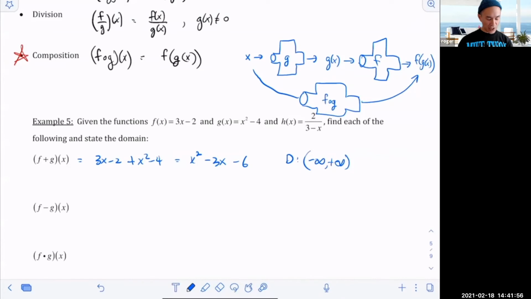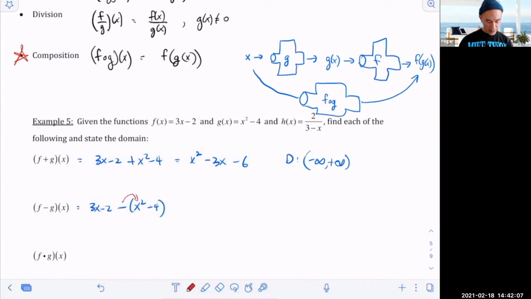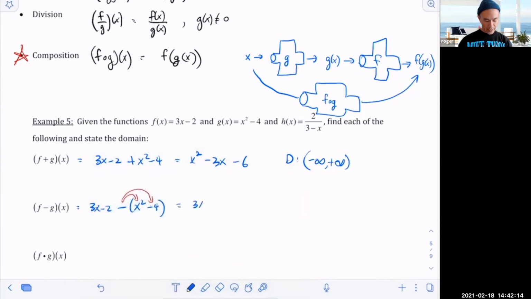Let's look at f minus g. We're going to have 3x minus 2 minus x squared minus 4. Again, I want to remind you, the thing we have to worry about is we have to distribute, right? So don't forget to distribute the negative. We're going to get 3x minus 2 minus x squared. This time it's plus 4. And when we simplify that, that's going to be negative x squared plus 3x plus 2.